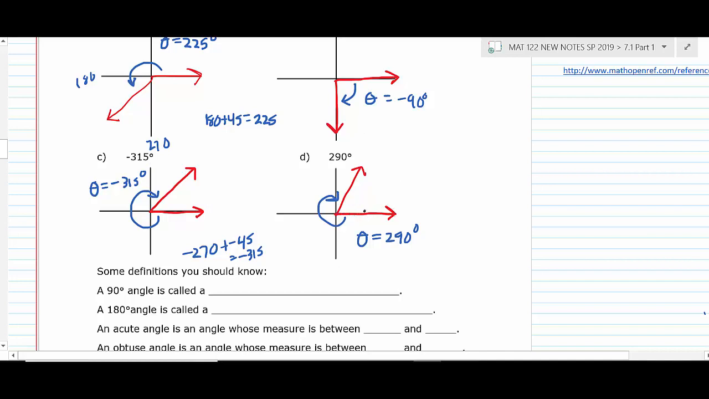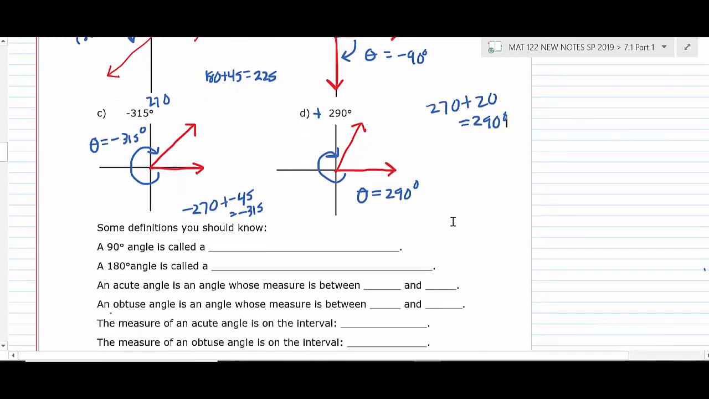Okay, last one would look like this. It's a positive angle, so counterclockwise, and you would end up in this region. Again, this is 270 right in here. So notice that 270 plus 20 is 290. Okay, so that's how you do that. Okay, so I do want you to estimate, and get pretty accurate, but it doesn't have to be perfect. Okay, all right, so hopefully we're okay to start with that.